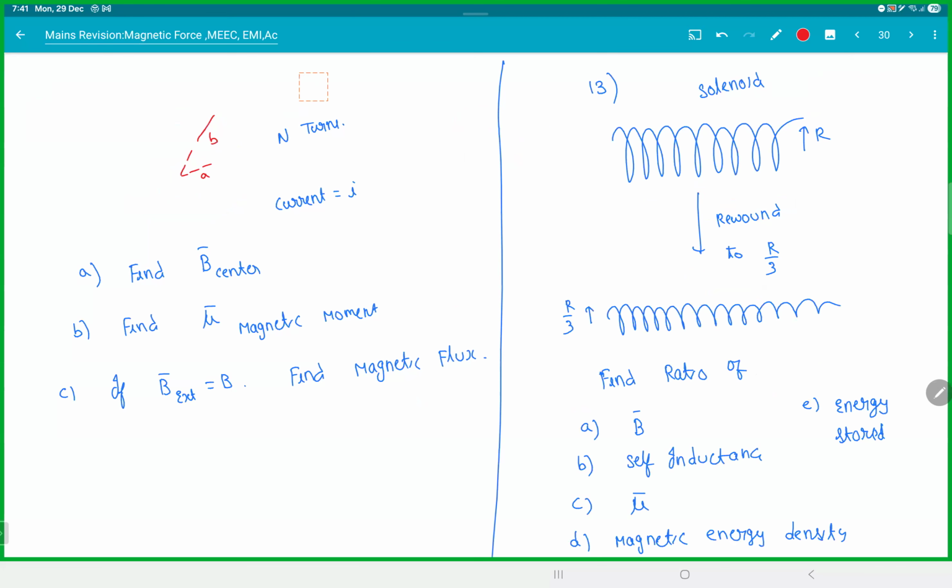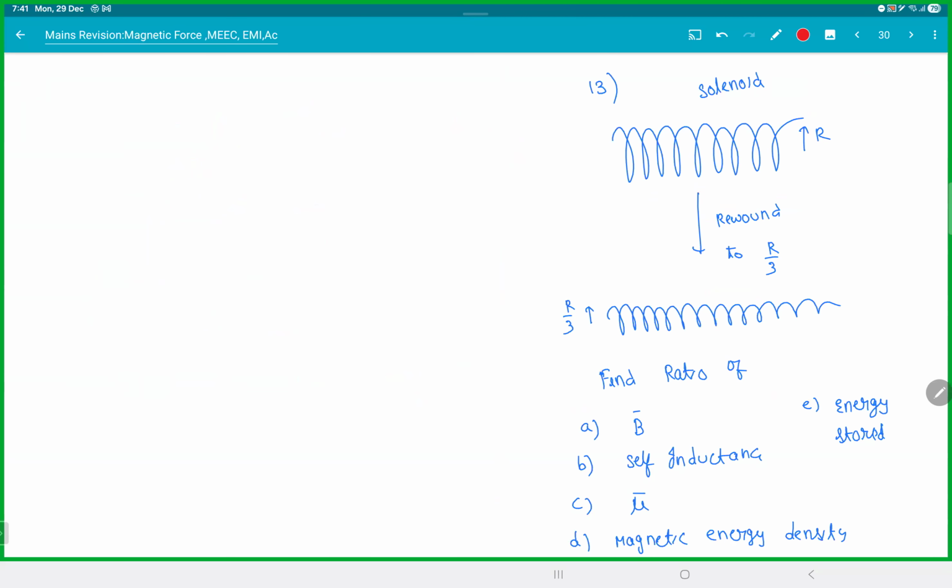What about this thing? Whenever you do rewinding, what does not change? Number of turns per unit length. So this thing has n turns and length L. This will have now 3n turns and the length will become 3L. So small n, which is number of turns per unit length, will not change. Basically, the number of turns per unit length will depend on the thickness of the wire.